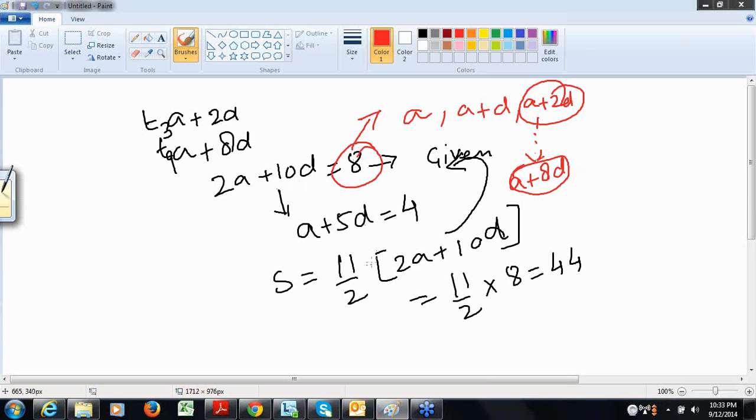Now we have to find the sum of the first 11 terms. So the sum of the first 11 terms will be 11 by 2 into 2a plus (n minus 1)d, where n minus 1 means 11 minus 1, 10d. This value 2a plus 10d we already know from this equation. So put that value 8, and 11 by 2 into 8 will be 44. Everybody is clear? Still anybody has a problem?